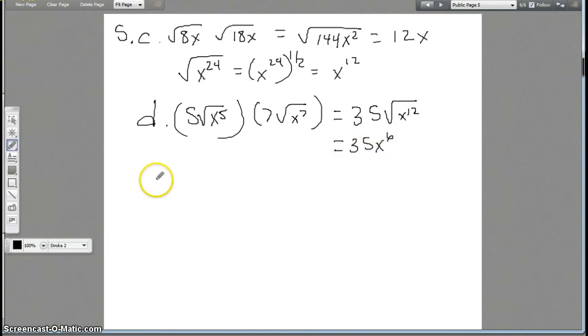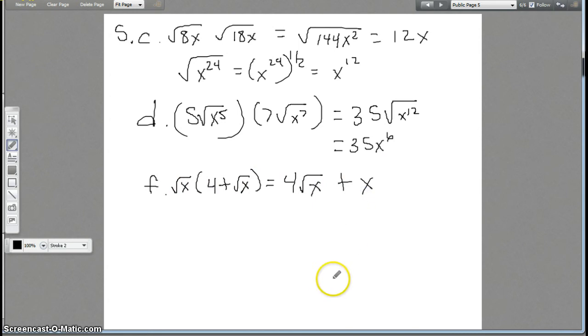Okay, next we're going to look at part F. Part F is square root of x times 4 plus the square root of x. Okay, 4 times the square root of x. The 4 is outside a square root, so it stays outside the square root. The x is inside a square root, so it stays inside a square root. Square root x times 4 is 4 root x plus square root x times square root x is x. Anytime you multiply a square root by itself, you get the number you are taking the square root of. That is number 5. It is just like number 10 that I assigned for homework. The rest of these problems will be covered in the part 2 video.